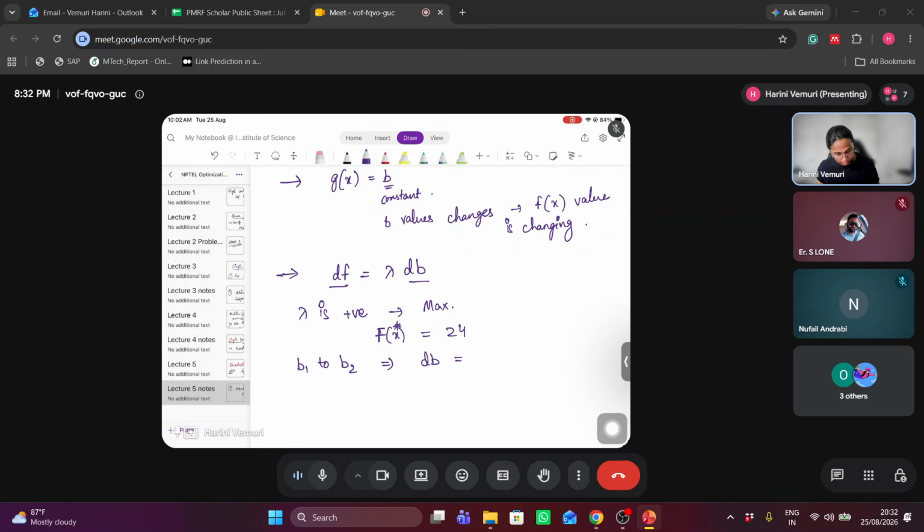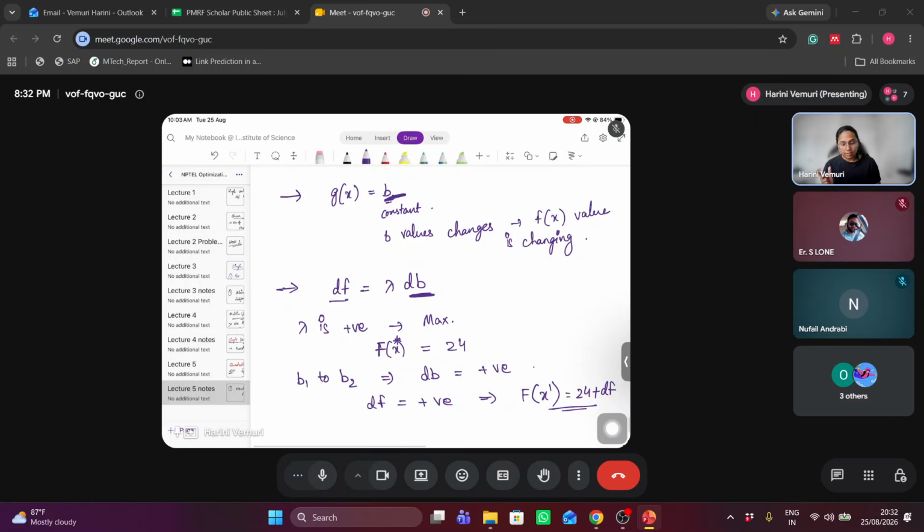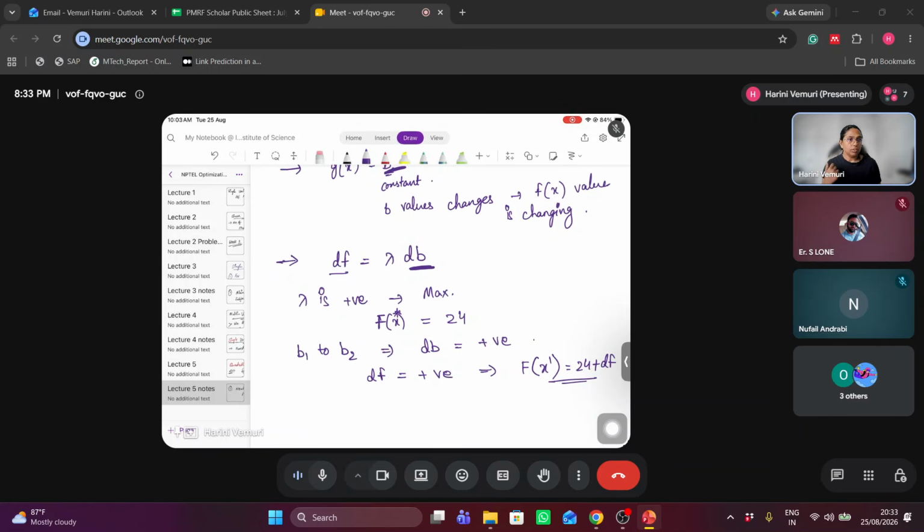db is positive, right? And we know lambda is also positive. So then df will also be positive. So that means f at the new optimum value, what will happen? It will be 24 plus df. So with respect to change of the constant b in the constraint, the objective function value is also varying.